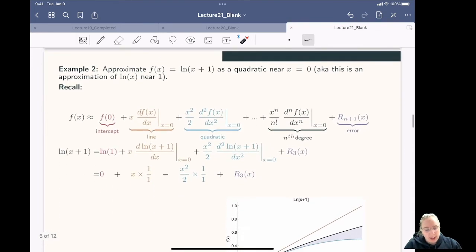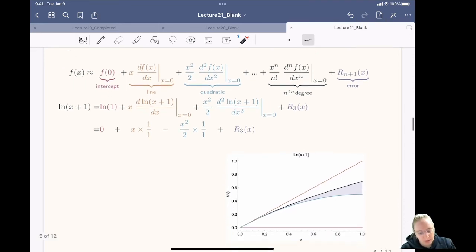So let's do this again, but let's try it with the natural log of x plus 1. So let's approximate the function the natural log of x plus 1 near x equals 0. So the first thing we want to do is approximate this black ln of x plus 1 as a constant. So we evaluate the value of the function at 0. So we're going to plug in ln of x equals 0 plus 1. So the natural log of 1, which is simply 0.